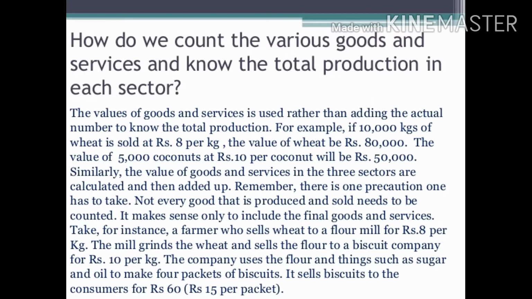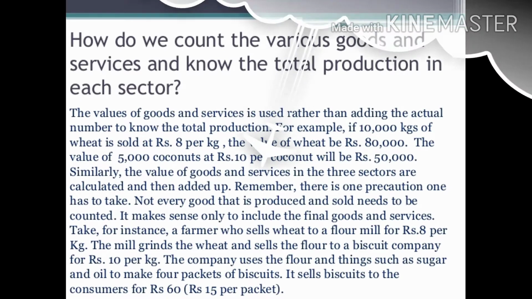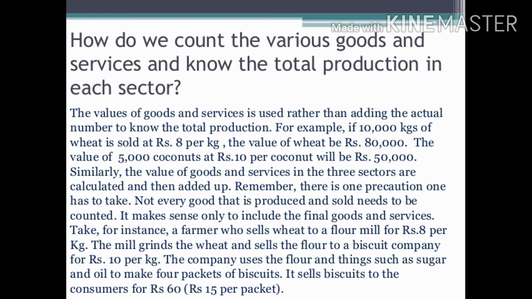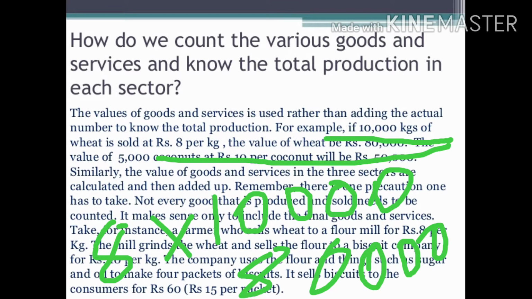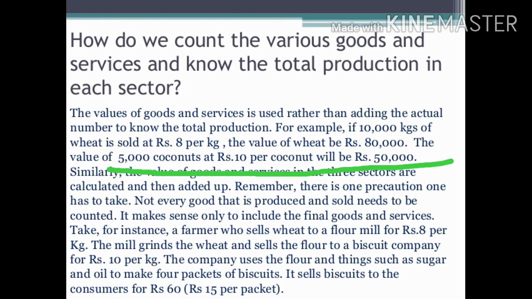How do we count the various goods and services and know the total production in each sector? Simply take an example. The value of goods and services is used, rather than counting the actual numbers, to know the total production. For example, 10,000 kilos of wheat is sold at Rs 8 per kg, so the value of wheat is 10,000 into 8, which is equal to Rs 80,000. The value of 5,000 coconuts at Rs 10 per coconut will be Rs 50,000.